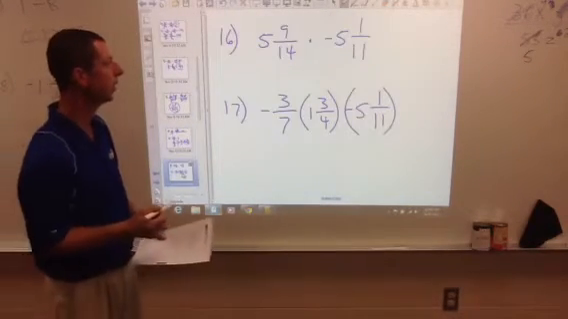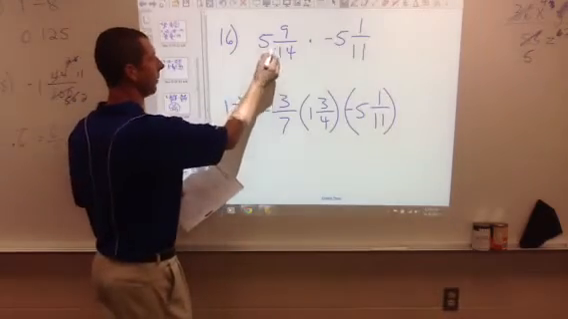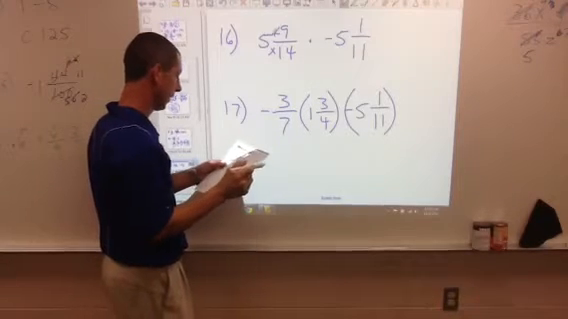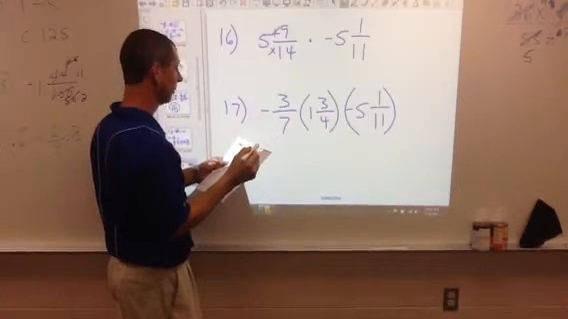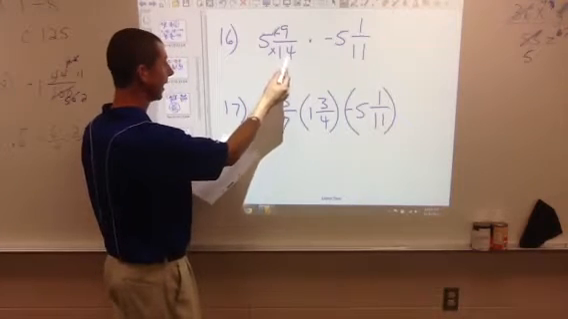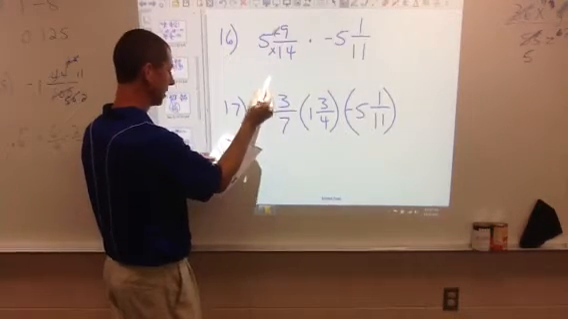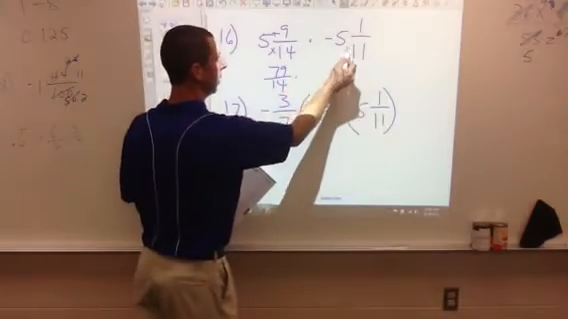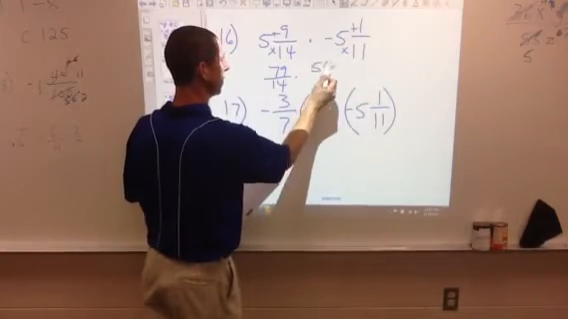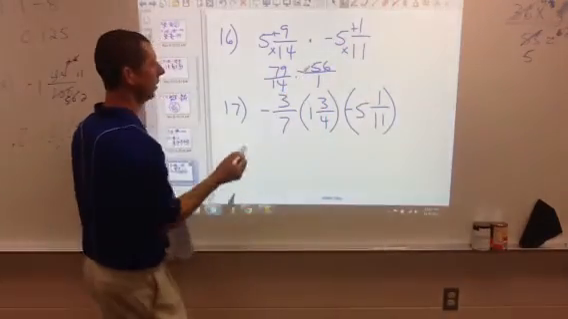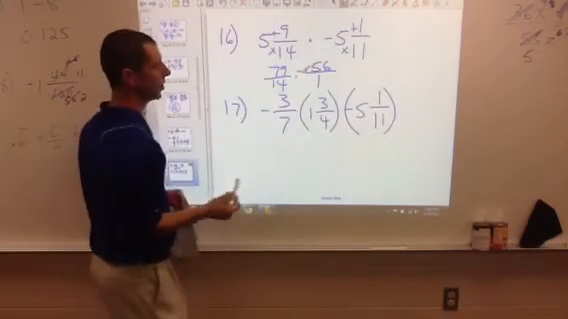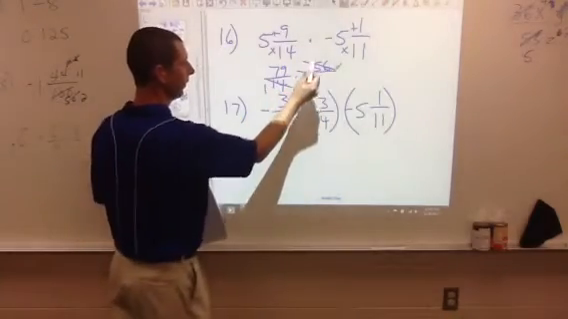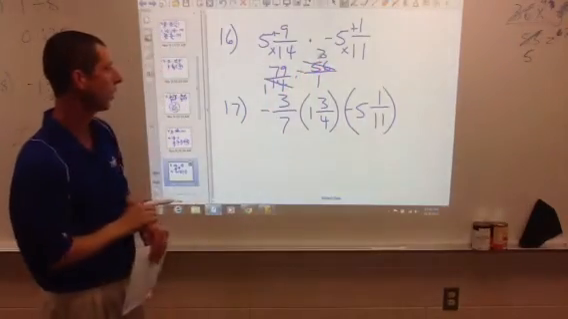Okay, number 16, another multiplication problem. We got to make them improper. Okay, so on that problem, when you carry it all out here, you go 14 times 5 plus 9 is 79. So you get 79 over 14. Okay, here. Okay, 56 over 1, and it's negative. Our answer is going to be negative because one of the numbers is negative. And now we can carry out 14 goes into 14 once, into 56 3 times. Okay, as far as our reducing goes.